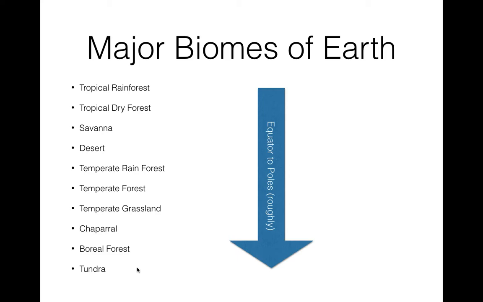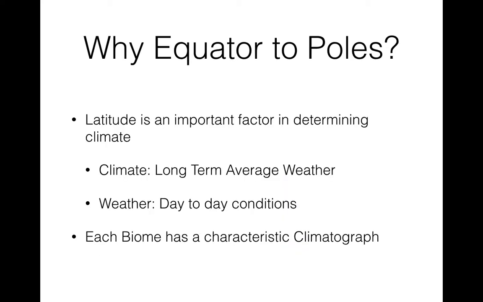So there are 9 different biomes, and we'll talk about each one individually. They roughly run from the equator to the poles, or in the other direction. If you start at the pole, we would go tundra, boreal forest, chaparral, all the way down to tropical rainforest in general. And that's because latitude is an important factor in determining climate.